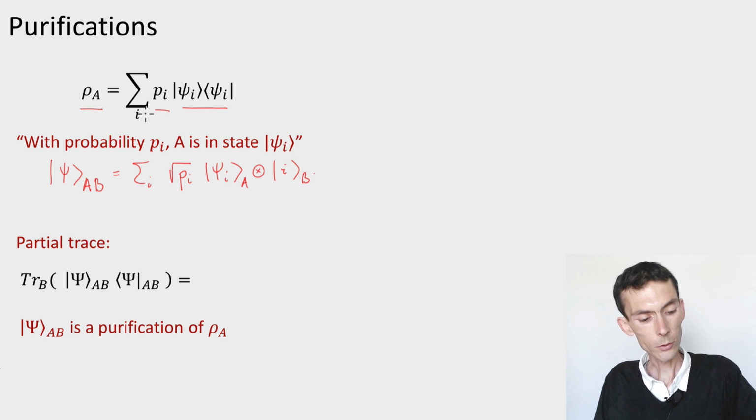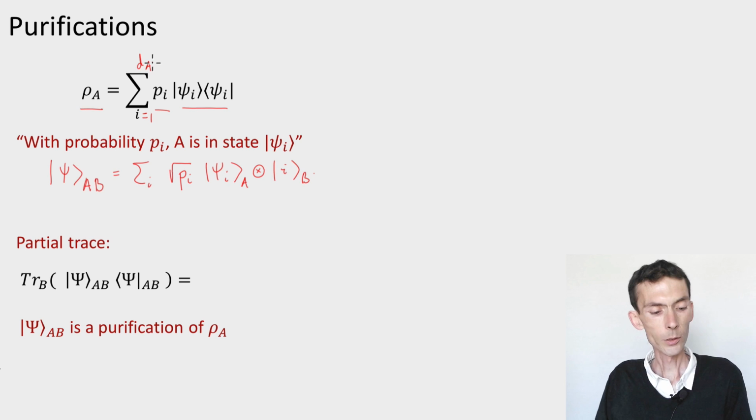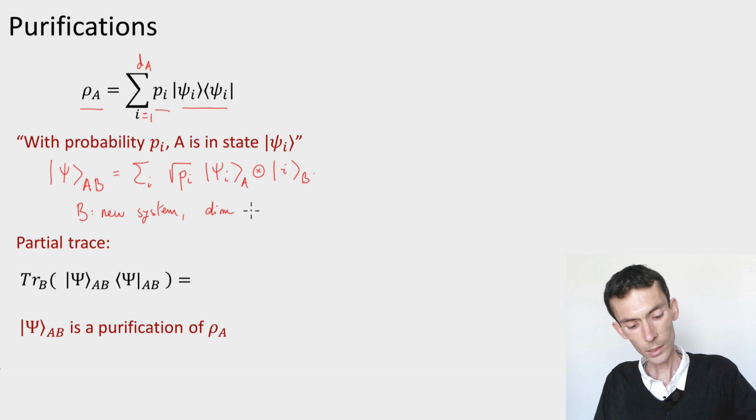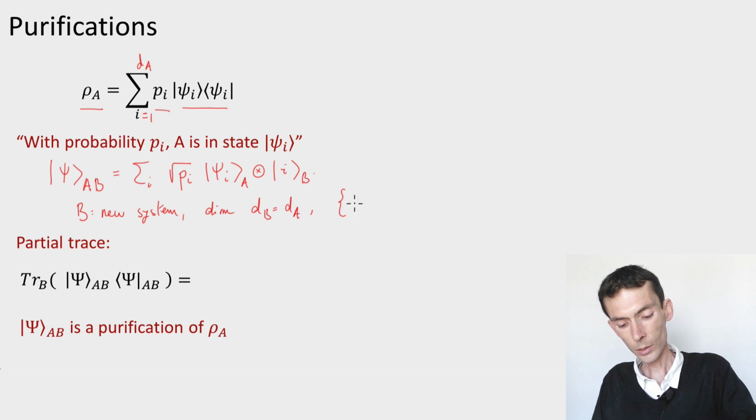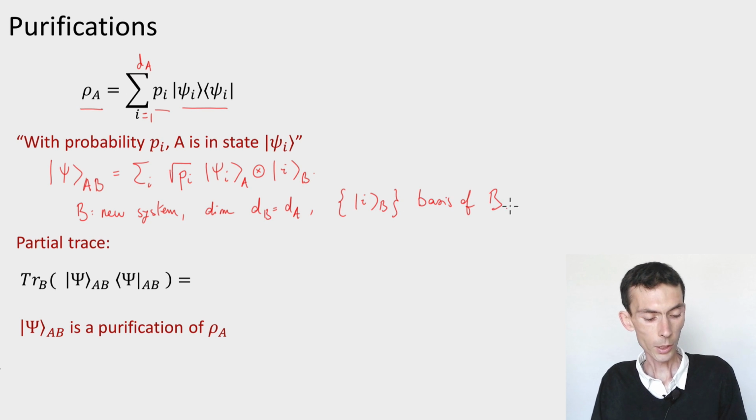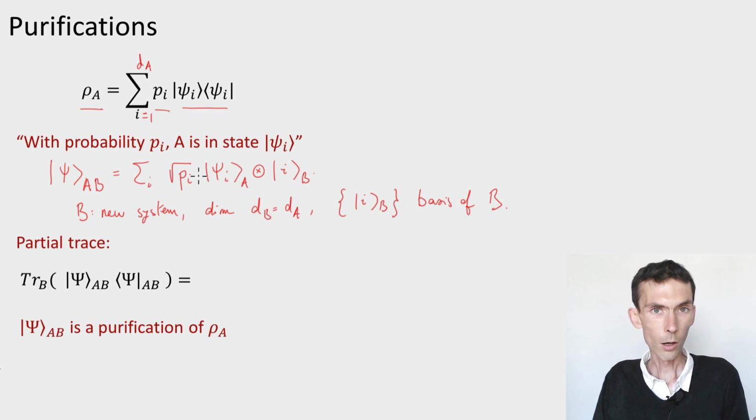Here i ranges up to the dimension of the system. So B is a new system. It has the same dimension as the A system, and it has a basis that I called |i>. So this is certainly a pure state. It's a valid state. It's normalized because the norm of psi will be the sum of the p_i's, which is 1, because rho A was a normalized density matrix. And now let's check that it achieves what I claim it does. So we have to compute the reduced density of psi AB on A. How do we do that?